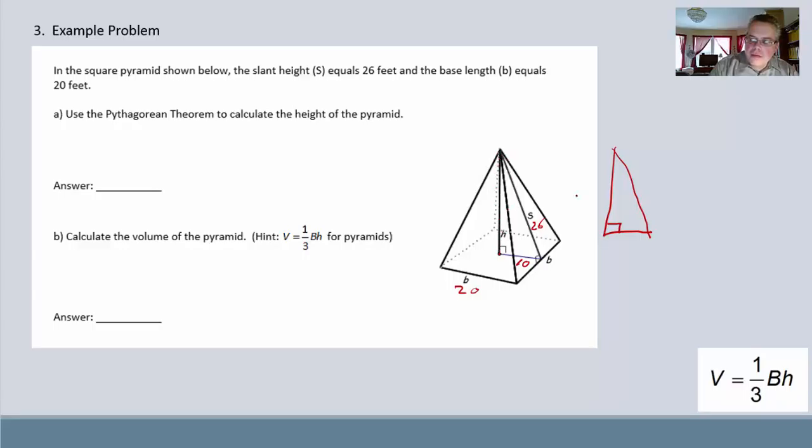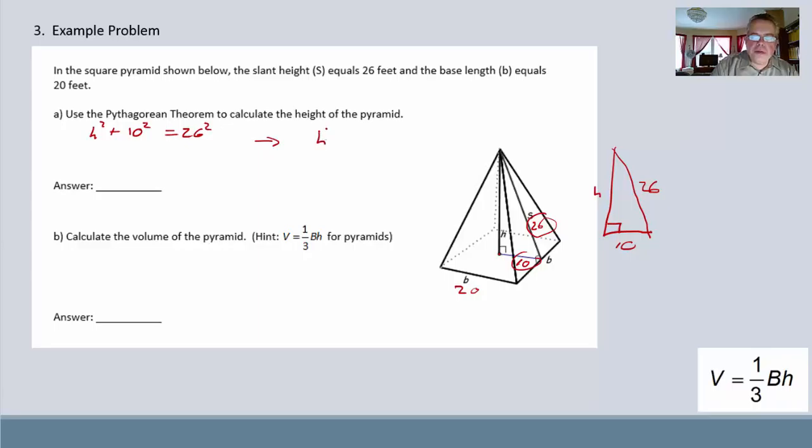This vertical side here is the h. That's what we really want to know so we can compute its volume. This bottom leg is 10, and this hypotenuse, which is the slant height, is 26. So we can use these two numbers and the Pythagorean theorem to calculate the height. So the height squared, that's one of the legs, plus 10 squared equals 26 squared.